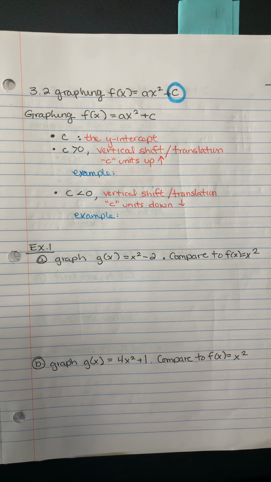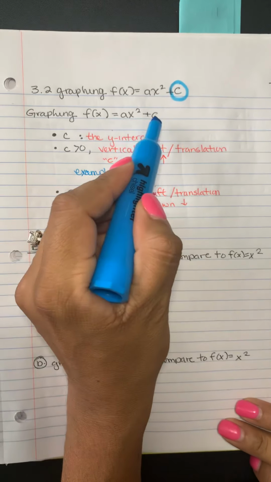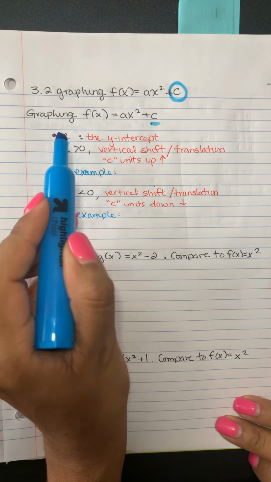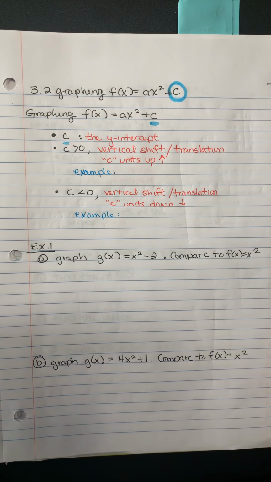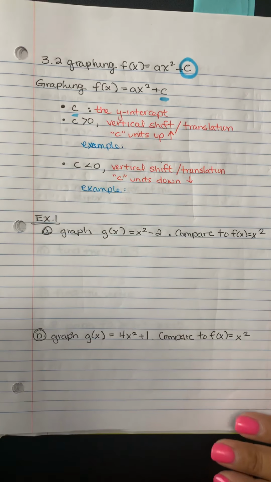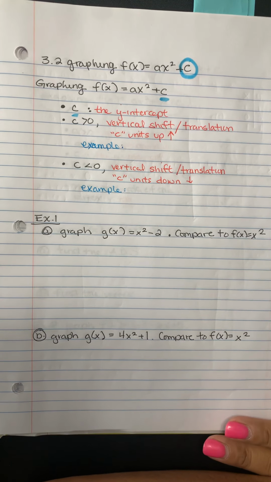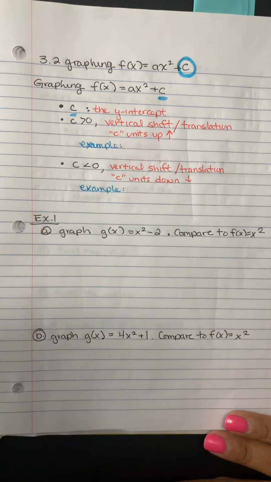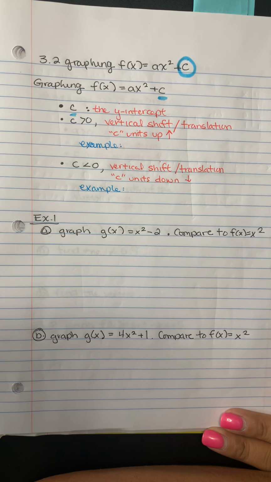Remember, c is the y-intercept. So when we're going to graph this, because it's going to ask us to graph it, or it might just say what is the y-intercept based off the function. Whatever that number is, that's your y-intercept, okay?